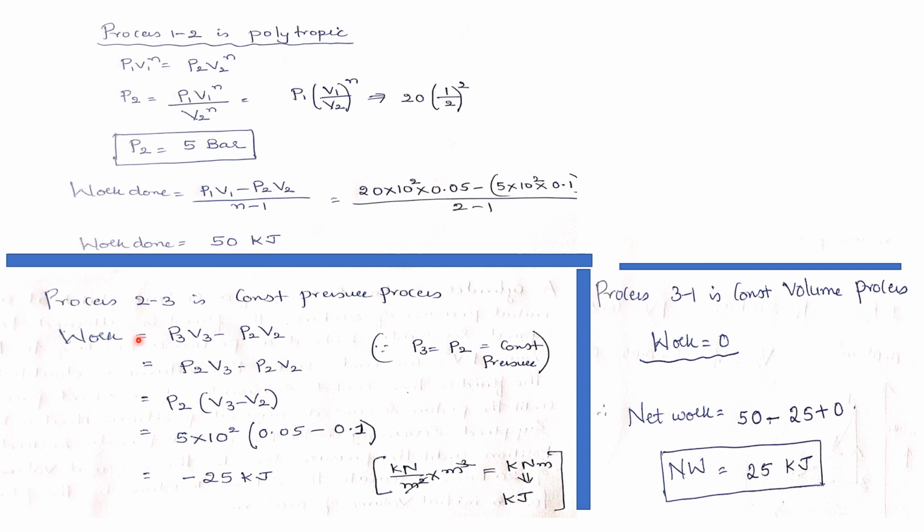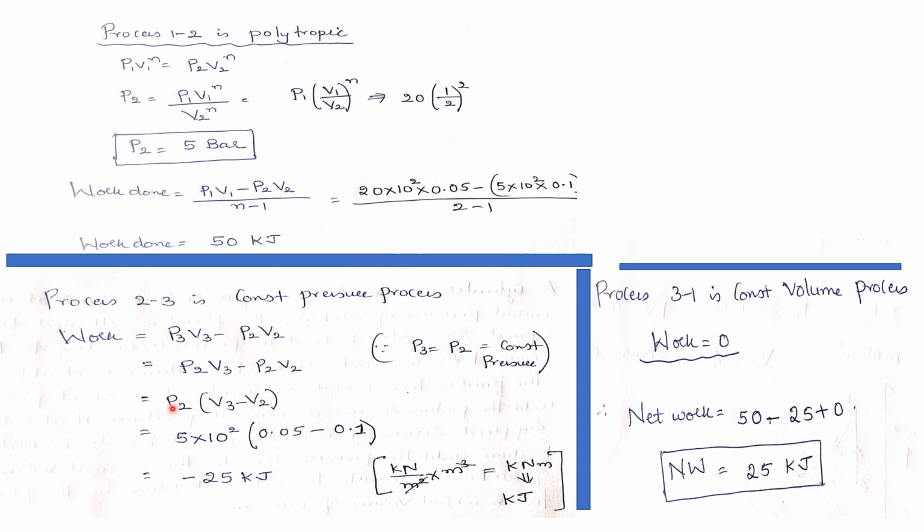Now coming to the next process, process 2 to 3, the constant pressure process. For a constant pressure process, how do we calculate work done? Work done W equals P3 V3 minus P2 V2. Since it is a constant pressure process, the pressure at state 3 and the pressure at state 2 will be the same. P3 equals P2, so I will replace P3 by P2. P2 V3 minus P2 V2. P2 I have taken common, so it is V3 minus V2.